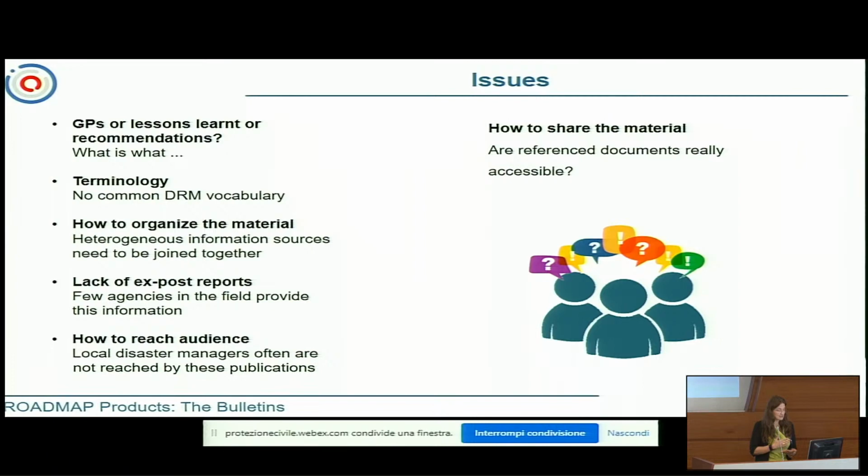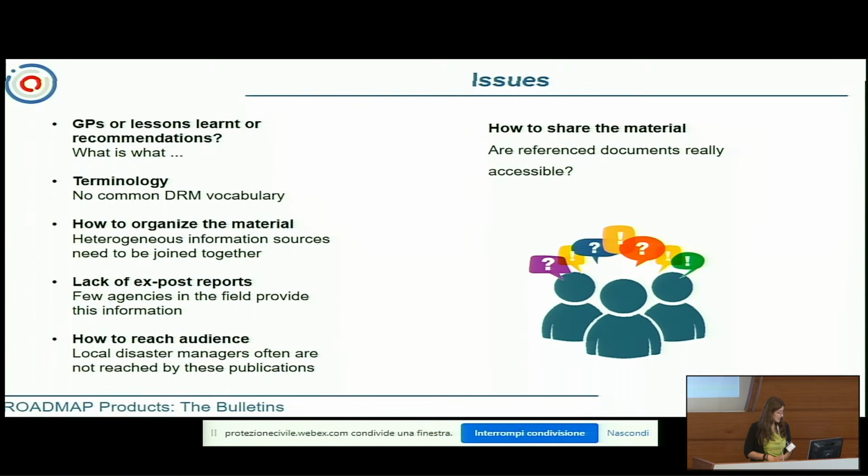Another issue is the terminology. We have noticed that there is not a common disaster risk management or disaster risk reduction terminology. Another one is how to organize the material. In fact, heterogeneous information sources need to be joined together, I think. Another important issue is the lack of ex post reports. In fact, only a few agencies in the field provide this type of information, but in our opinion, this type of information is very useful for this type of project and team.